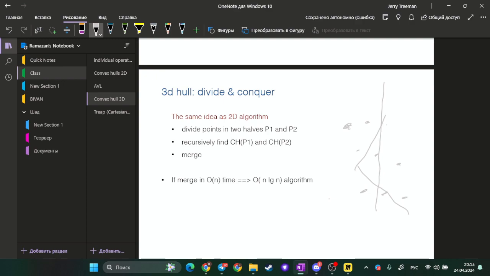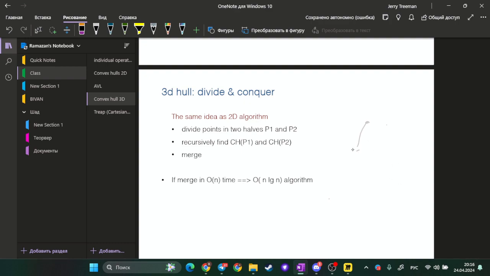Then you get some split. Okay. Next, you need to find the convex hull for triangles and find a way how to merge it. For example, you have two triangles. You need to find a way how to find the convex hull for two triangles. Then you recursively do the same thing.